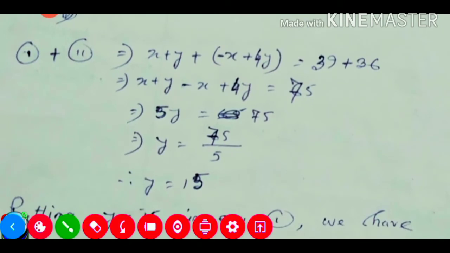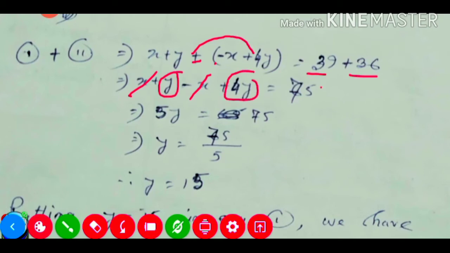Now this one we will take out from the bracket. So it will be plus, here it is minus, so plus minus minus, and plus will be plus only. Now see, plus x minus x will cancel, and y plus 4y will be 5y, and 39 plus 36 is equal to 75. Now 75 we will divide by 5, so it will be 15.